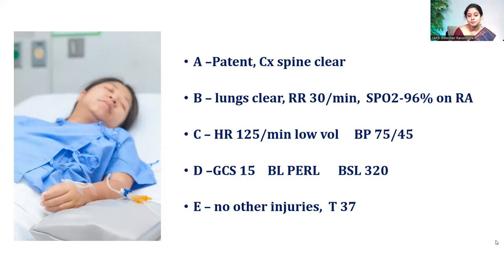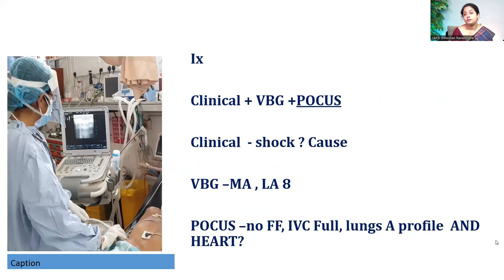So this lady's airway was patent, and it was a head trauma, so we had to rule out cervical spine injuries, but all were cleared. Other than the tachypnea, her lungs were fine. We found that she had a significant tachycardia with hypotension; blood pressure was 75 by 45. So the key thing in this case was C: the cardiovascular state was compromised. But she was conscious, her sugar was slightly elevated at 320, we couldn't find any other injuries, and her temperature was normal. So we move to the next step, that is assessment and management.